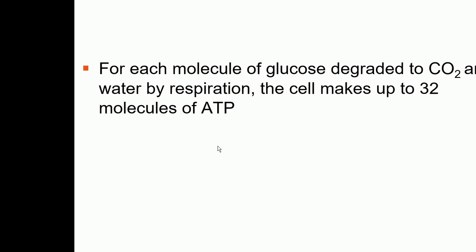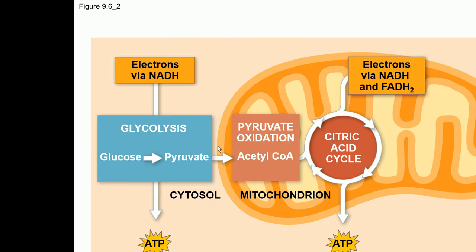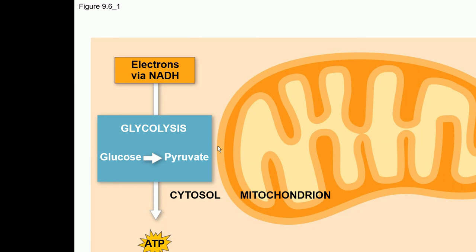From one molecule of glucose, 32 molecules of ATP are produced. So you need to know that. This is basically the whole process of cellular respiration. I'm not going to go into the details. What you need to know is that the first stage is glycolysis, second is the citric acid cycle, and third is oxidative phosphorylation.